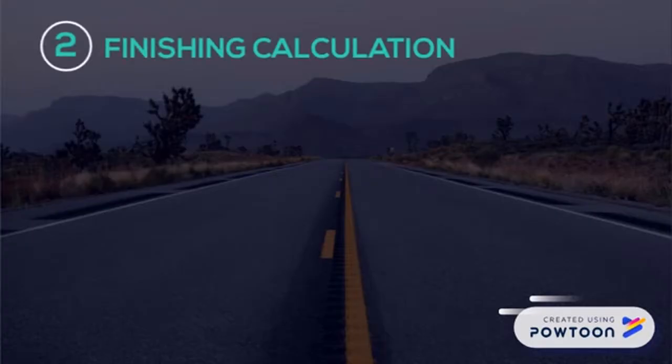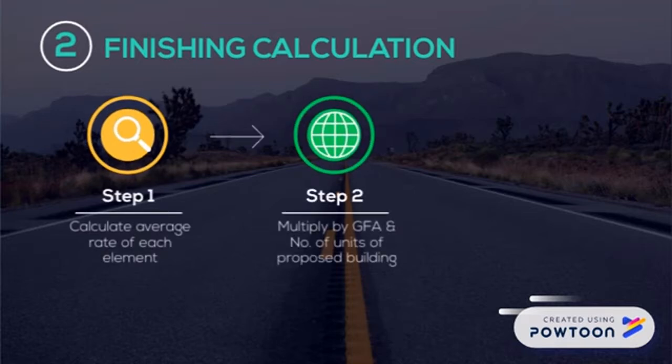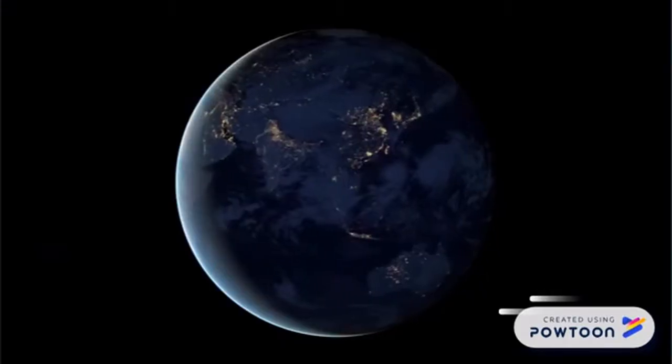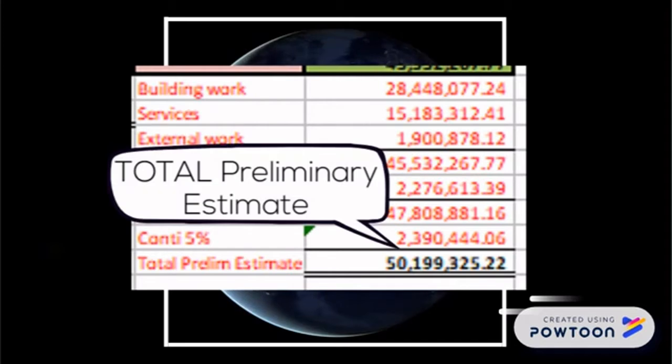To finish the calculation, we repeat step 1 and step 2 for all other elements of the building. Then, we continue to step 3 by adding 5% of preliminary works and 5% of contingency. The total building cost is added by 5% of preliminaries and 5% of contingency to get the total preliminary estimate.